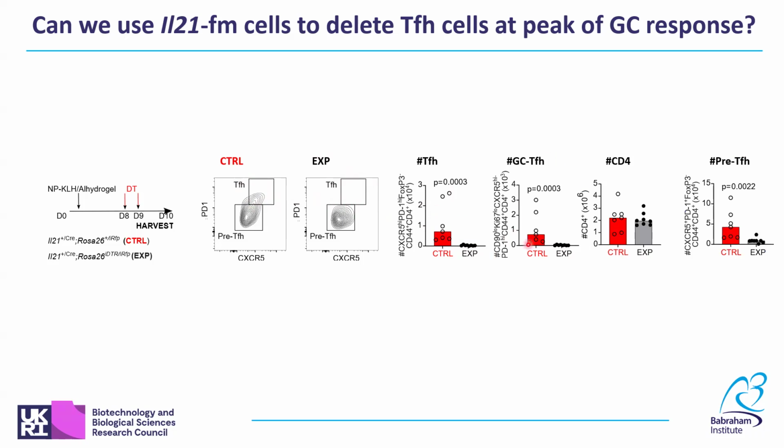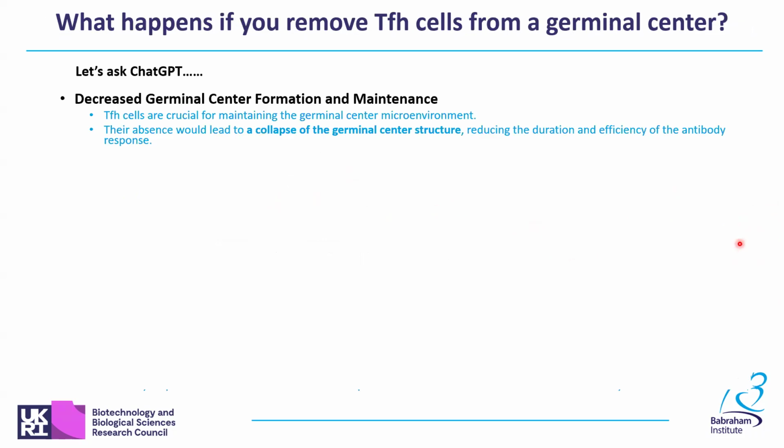We can further subdivide and we can look at those germinal center TFH cells and see that they are also gone. But nicely, the vast majority of CD4 cells are unaffected by this ablation. And we can also see that our precursor TFH cells are slightly affected, indicative of the fact that only about 40 to 50% of them are fate mapped.